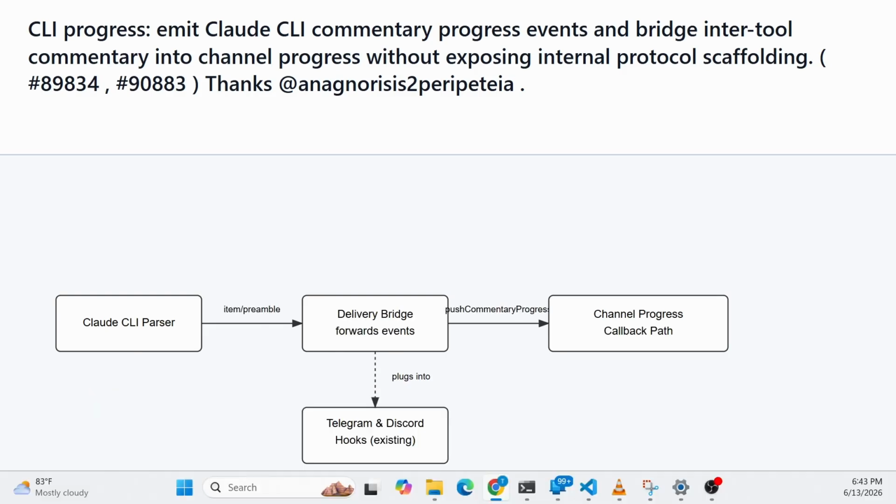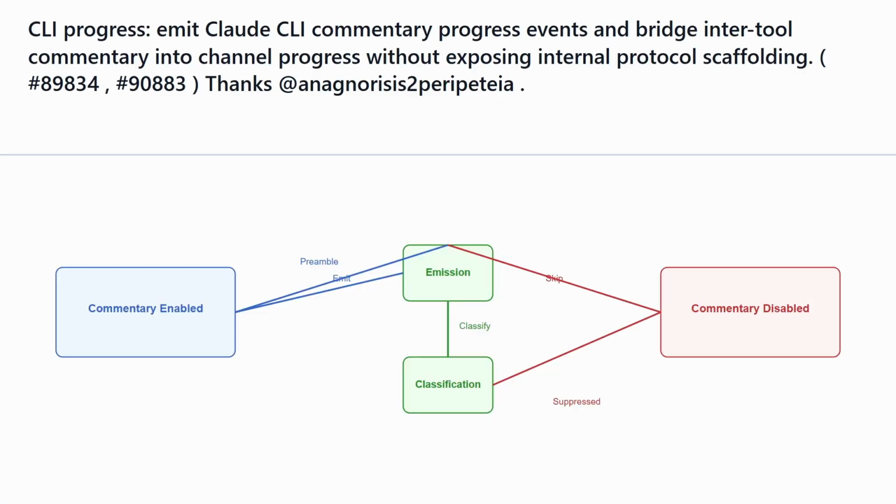This producer works with a separate delivery bridge. The bridge forwards item preamble events into the channel progress callback path. Primary CLI runs route commentary through ops.onItemEvent. Follow-up CLI runs use the existing follow-up progress path. Neither channel nor renderer changes are needed. The bridge plugs into existing Telegram and Discord hooks that already handle kind preamble item events. The full path now delivers Claude CLI commentary as live progress.